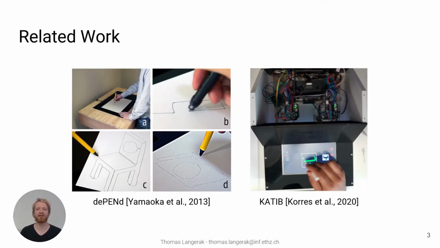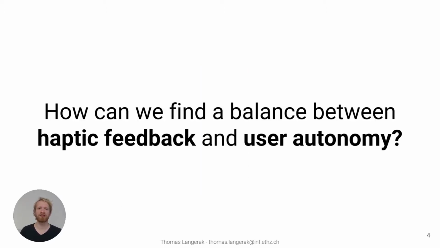Previous magnet-based work, such as the band, relies on open-loop control, or like CAD on time-dependent closed-loop control. These strategies force users to adapt to the system rather than the other way around. This gives rise to the question of how we can control haptic feedback systems, especially electromagnet-based, to find a balance between haptic feedback and user autonomy.